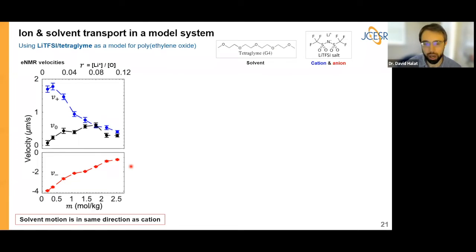So now, perhaps surprisingly, when we measured the induced drift of the nominally uncharged solvent using proton eNMR, it's not 0. What we find is that the solvent velocity in the laboratory frame is positive. So this result directly tells us that the solvent is drifting in the same direction as the cation, and also that these velocities become comparable at high concentration.